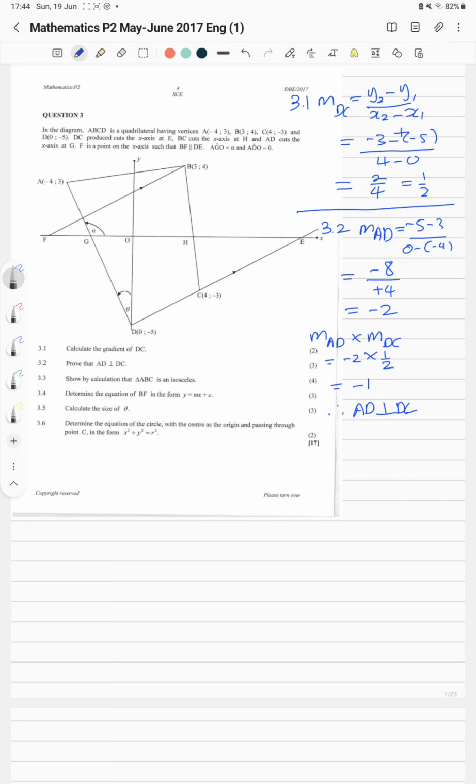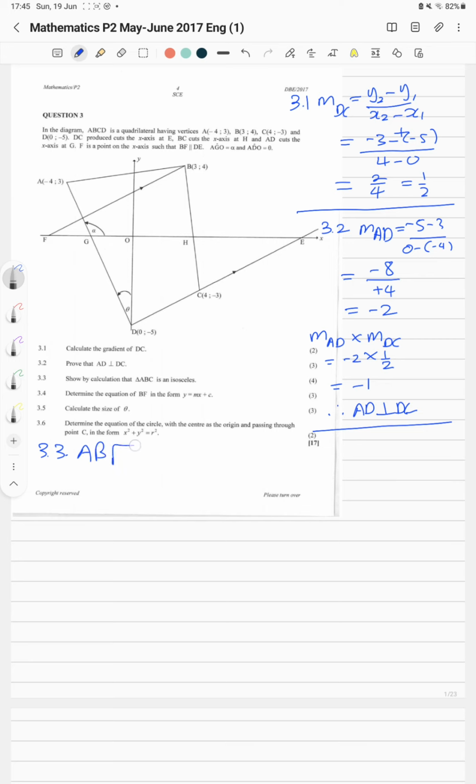Right. Next question, 3.3. Show that ABC is an isosceles triangle. Triangle ABC is not a complete triangle, it's drawn there. We need to find all three sides to check if any two are equal. Then it's an isosceles triangle. So we can find any two first, but we'll find the two that are in the picture rather than go from A to C, and if need be, we have to find the third one. Right. So 3.3.